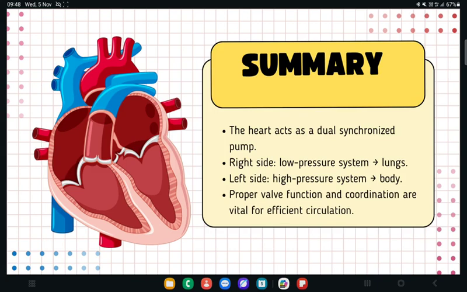As a summary, the heart acts as a dual synchronized pump. The right side is a low pressure system, which directs blood to the lungs, and the left side is a high pressure system, which sends blood to the whole body. Proper valve function and coordination in the heart are vital for efficient circulation. That's all.